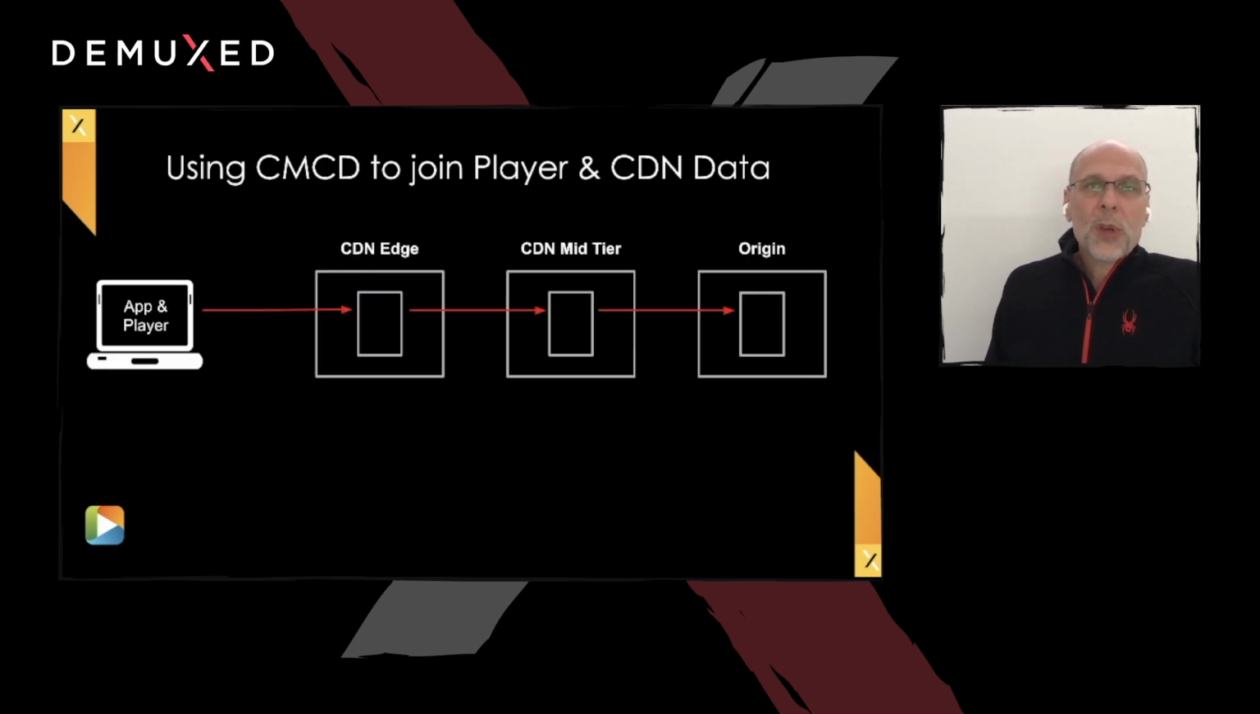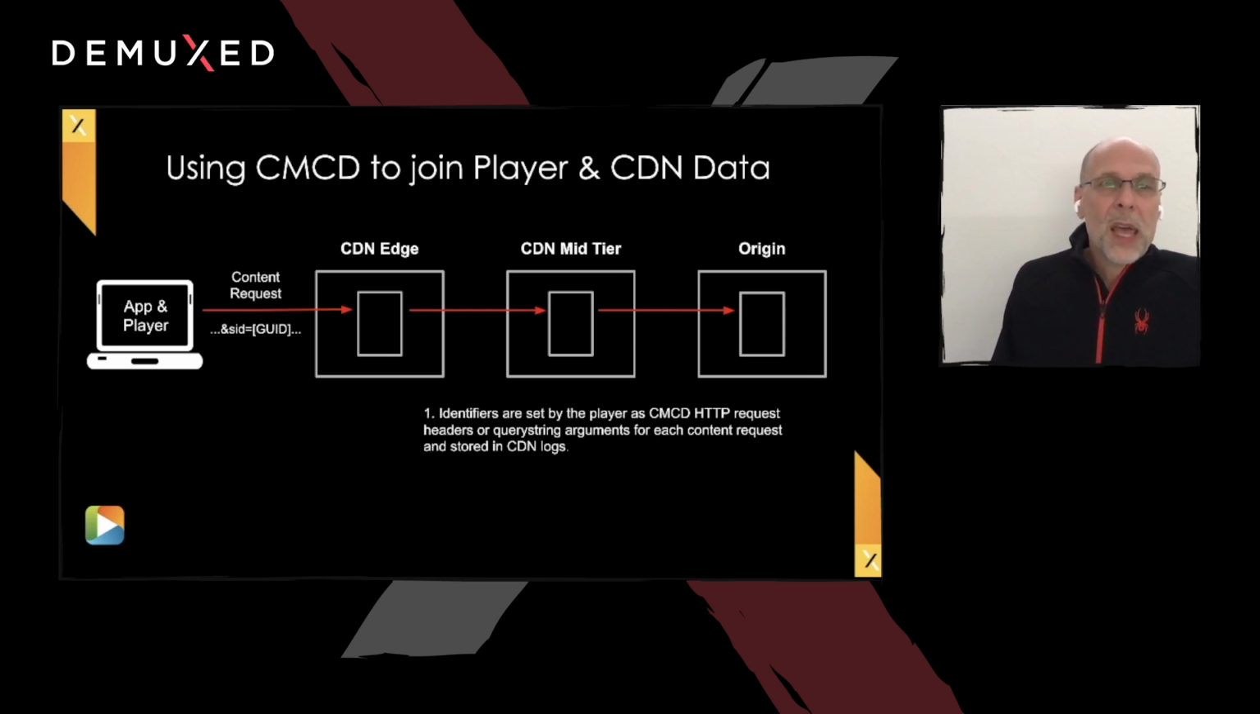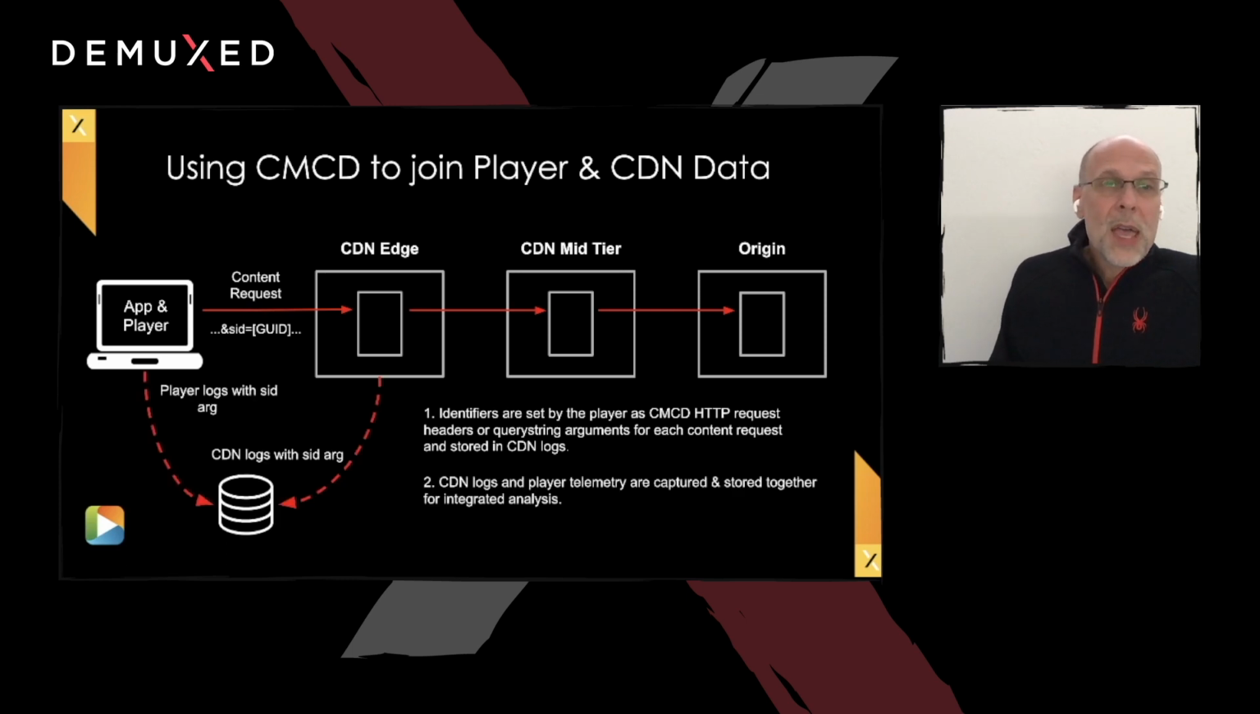And the correlation looks something like this. The player is making regular content requests. It's passing an SID argument in a query string in this case. You can send it via headers as well. It gets conveyed to the CDN where it's logged. And then the player, which logs its own telemetry with that same session ID, can be joined with the cache log lines that also have that session ID argument, so that you can collect and combine the information into one place. And you can start running interesting queries that join the data together.